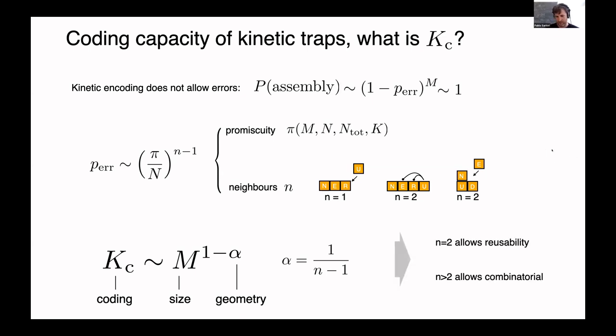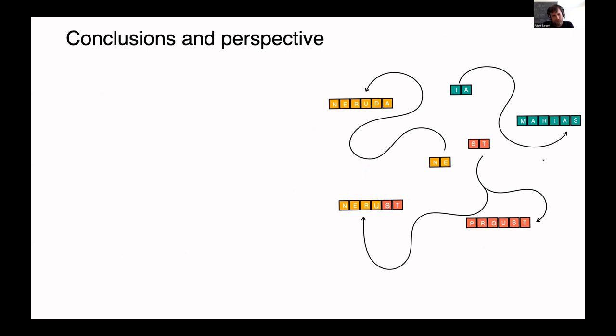Just to say goodbye, we can look at two particular cases. First of all, for n equals 1, this diverges, right? So essentially, this means that when you have simple nearest-neighbor interaction in one dimension, you can only encode one assembly. For n equals 2, the scaling vanishes, which means it allows reusability, but it's not extensive. So it doesn't allow for any combinatorial explosion of the reusability of components. It's some finite size effect, essentially. And as n goes larger than 2, you can have a combinatorial increase of the coding capacity with the system size. Okay, so that was all that I wanted to tell you about.